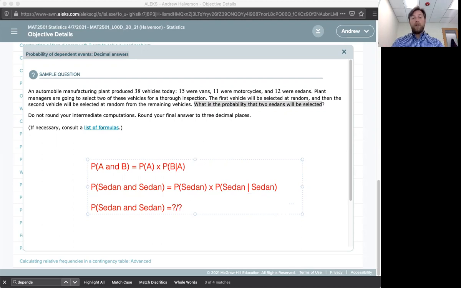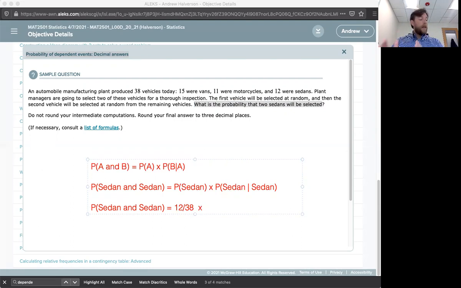Remember, that's always a fraction. How many cars did you start with on the very first pick? Well, there were 38 cars. Of those 38 cars, how many were sedans? Well, there were 12 sedans. Okay, good. So that's the first one.